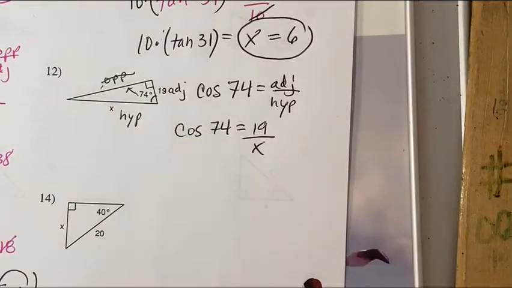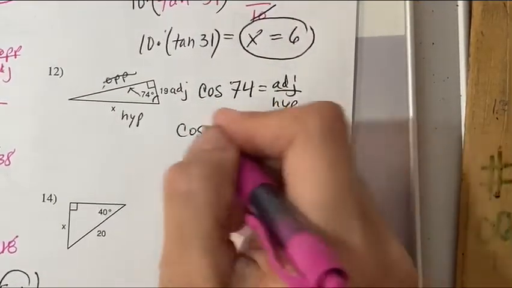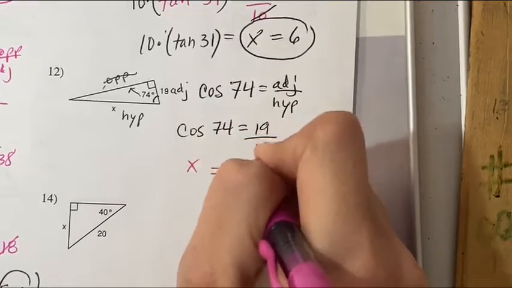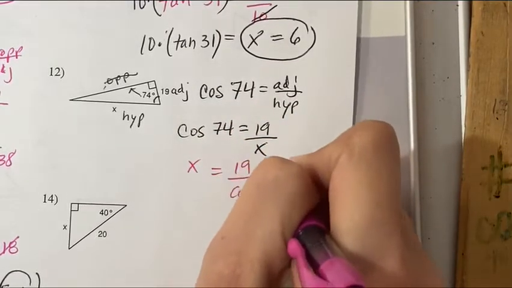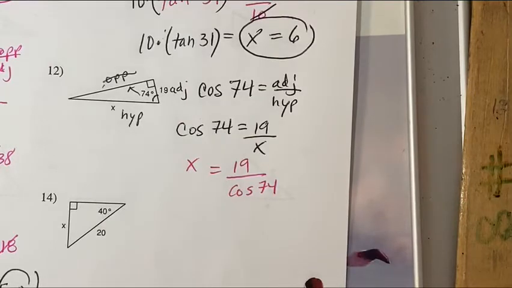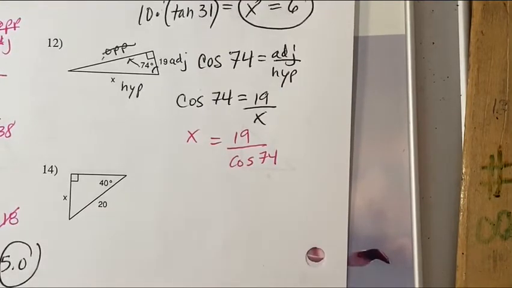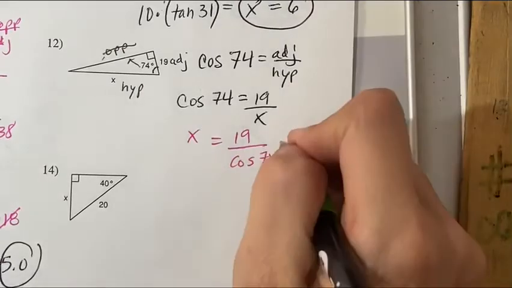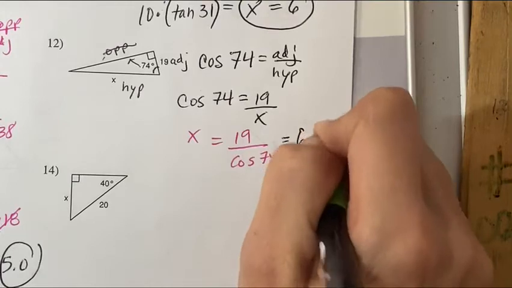And hopefully you're thinking, ooh, the swap will help me here. I'm going to swap spots. And good to go. So 19 divided by 74 cosine, enter, 68.9.